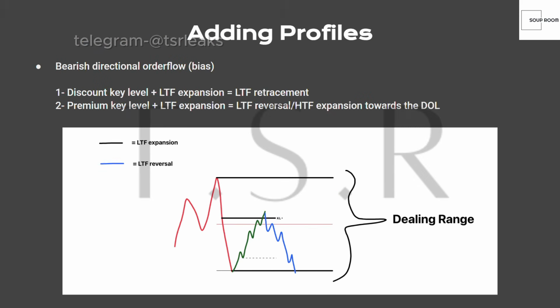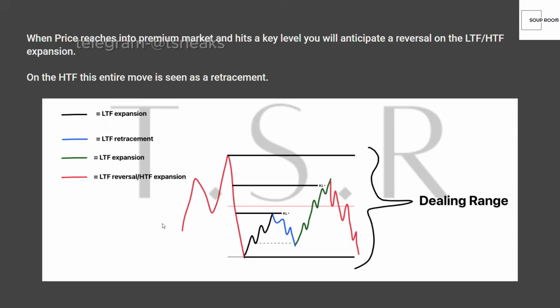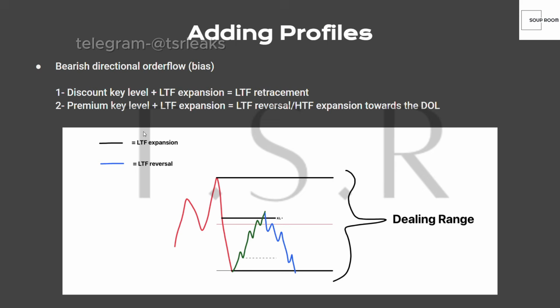Okay. Moving on, option number 2, very similar to the bullish scenario. So in a bearish scenario, instead of having a key level and a discount like we saw in the previous example, we have a bearish key level in a premium market. So we have the lower time frame expansion into the premium key level. After the expansion into the premium key level, we will see a reversal on the lower time frame and an expansion on the higher time frame. Where's the expansion heading to? The opposing end of the dealing range.